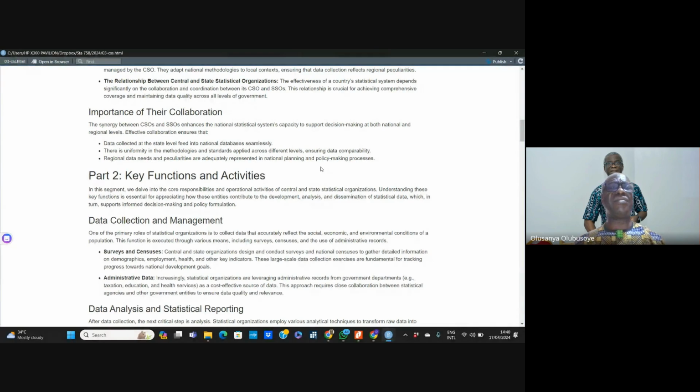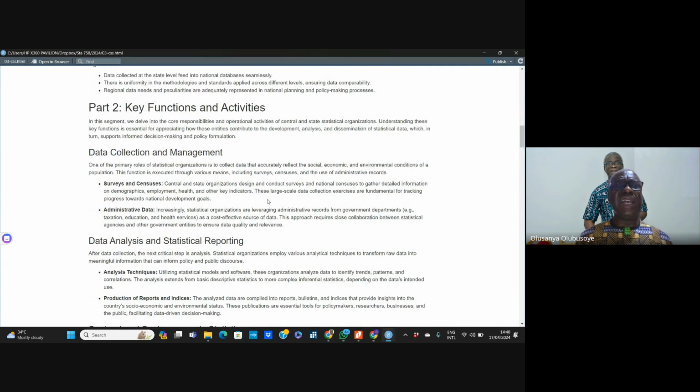So if I ask, why do we need collaboration between the state statistical offices and the central statistical offices? We need to standardize data. We also need the data from the various components from the state. They need to be aggregated to be able to form the national.